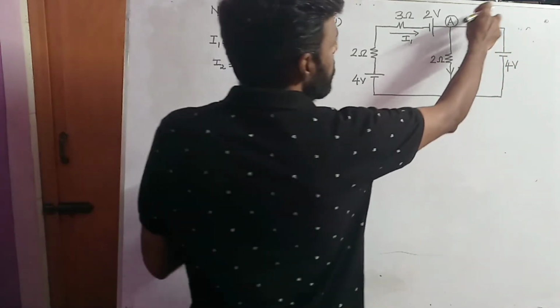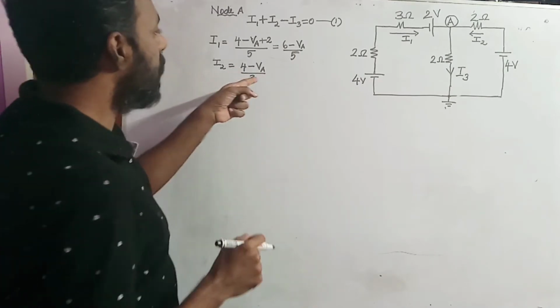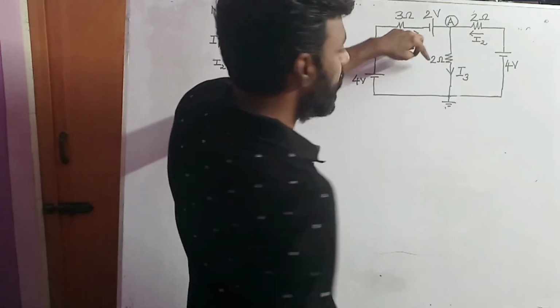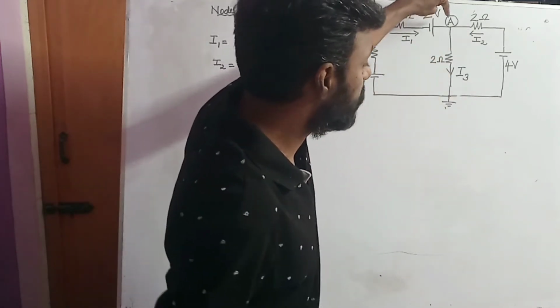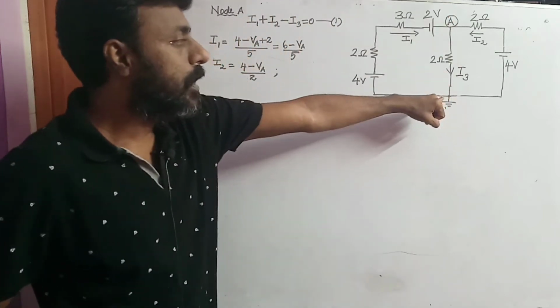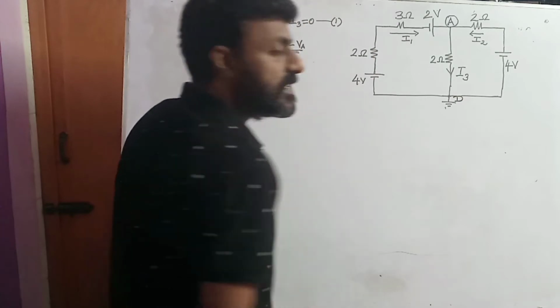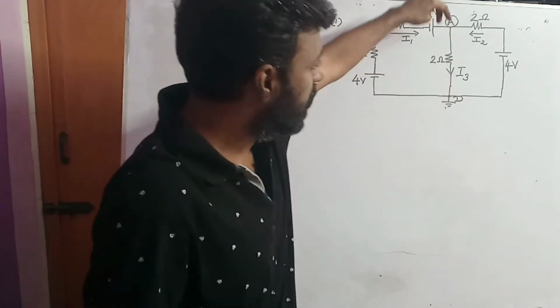So the value of the resistor is 2 ohms, so divided by 2. So this is the value of I2. Similarly, what is the value of I3? To find the value of I3, I need to take the length of this branch from this point A to this reference node. Let us assume it as D. D is called a datum or reference node. From A to D, I need to consider this branch.